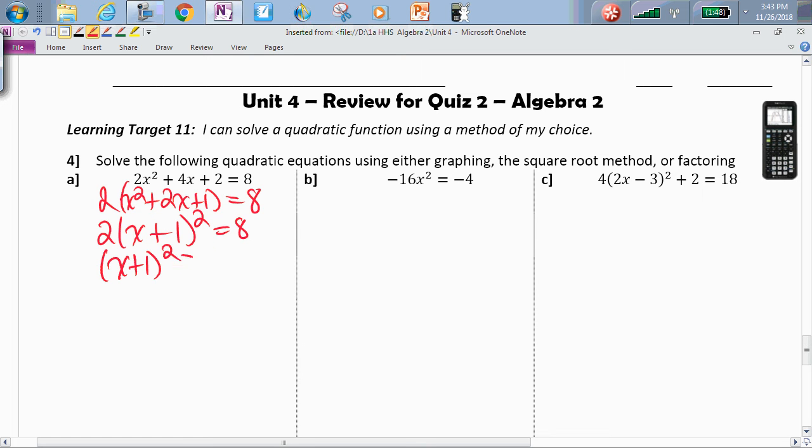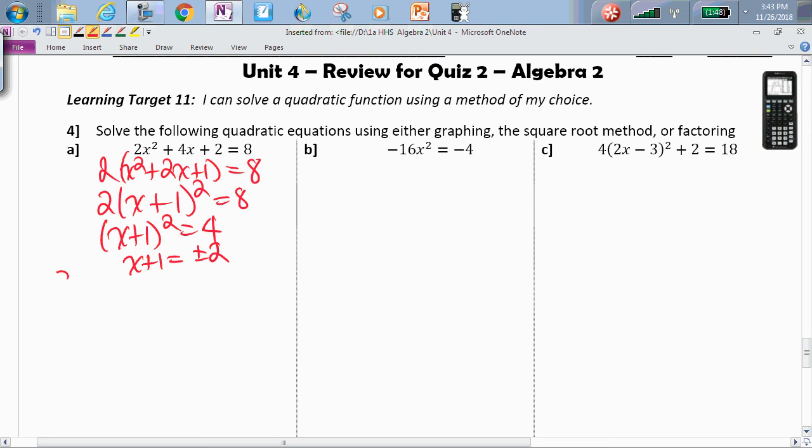Could I have moved over this 8 and then factored from there? Absolutely. This is not necessarily the best way to do it. It's just a way I can recommend. So I'm going to have this, and then when I move it over, I would be left with x equals negative 1 plus or minus 2, and just go ahead and solve. So you get positive 1 and negative 3.